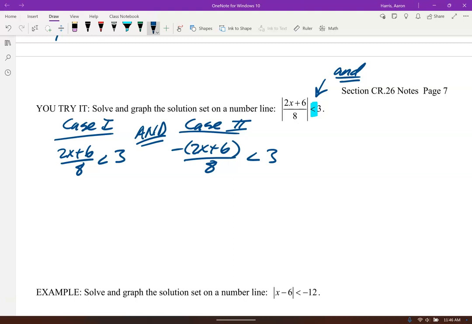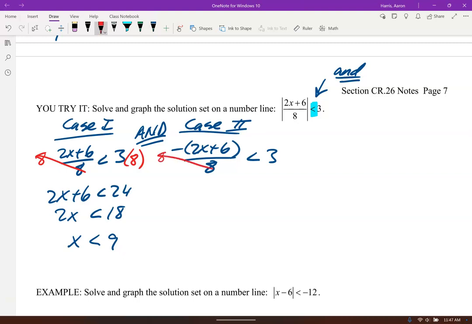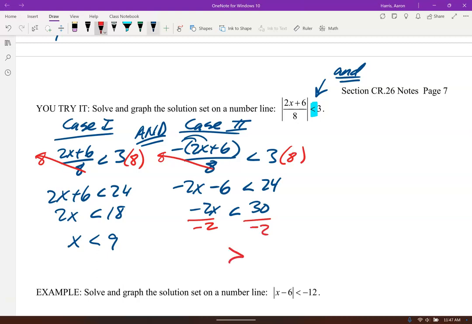All right, let's get rid of the 8 on this side. So times 8, times 8. So we have 2x plus 6 less than 24. I'm going to subtract 6, then divide by 2. That's a positive 2, so it stays the same. Over here, I'm going to multiply this side by 8, this side by 8. That's a positive 8, so it's not going to change the sense of the inequality. I'm going to add 6 to both sides. Divide by negative 2. Now when I divide by a negative, I better switch that.